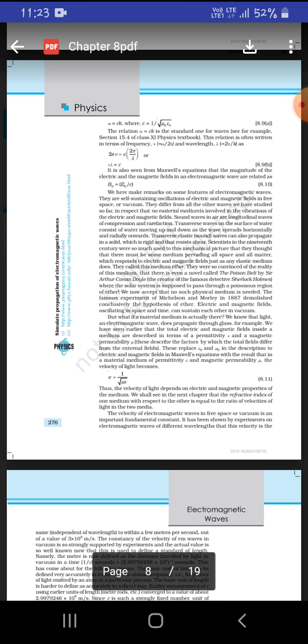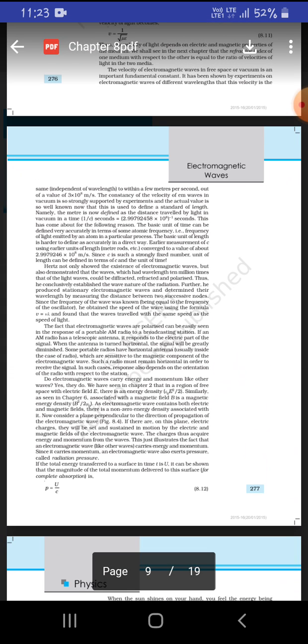Next, the velocity of light becomes v is equal to 1 by root(μ ε), where μ denotes the magnetic permeability.